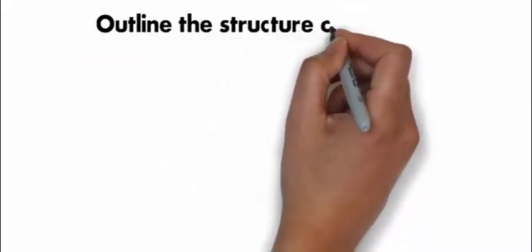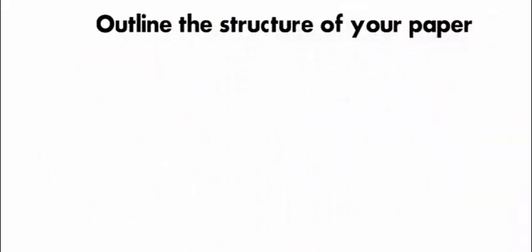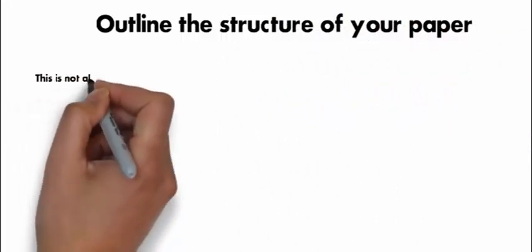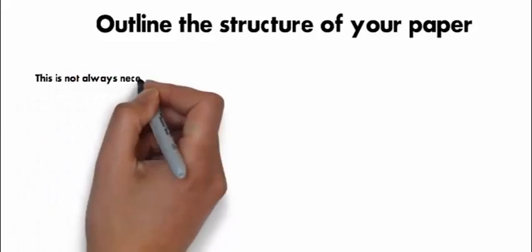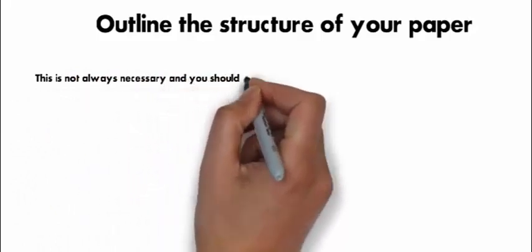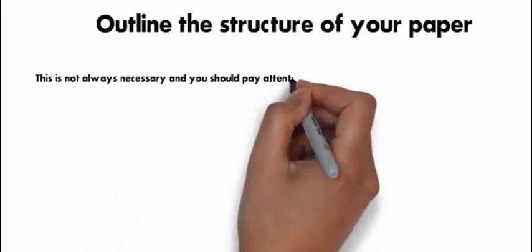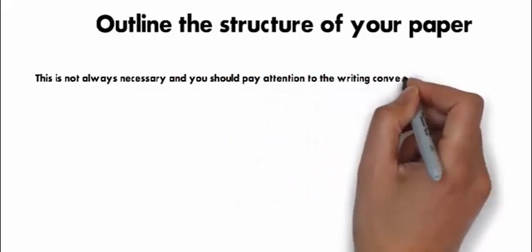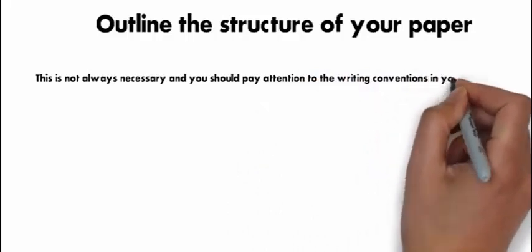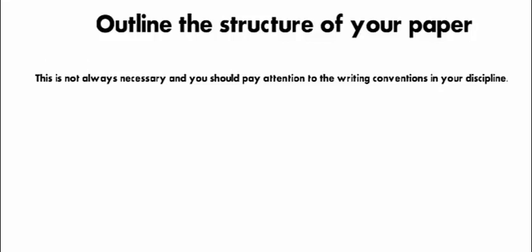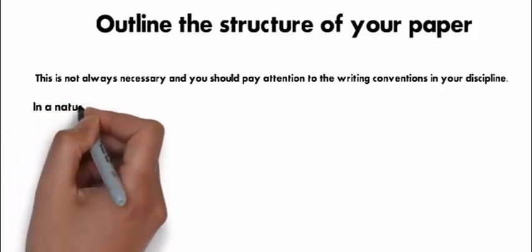In some cases, the final part of an introduction to a research paper will be a few lines that provide an overview of the structure of the body of the paper. This could simply give an outline of how you have organized the paper and how it is broken down into sections. This is not always necessary, and you should pay attention to the writing conventions in your discipline.